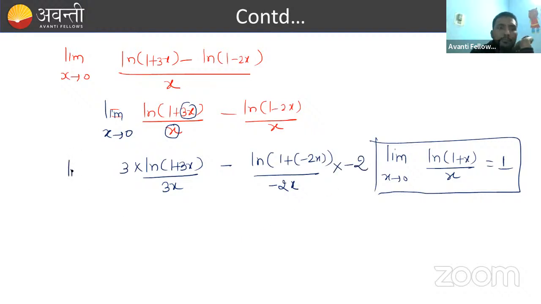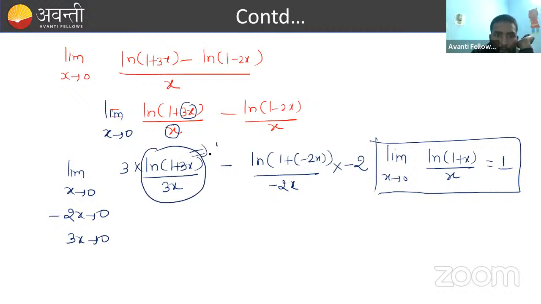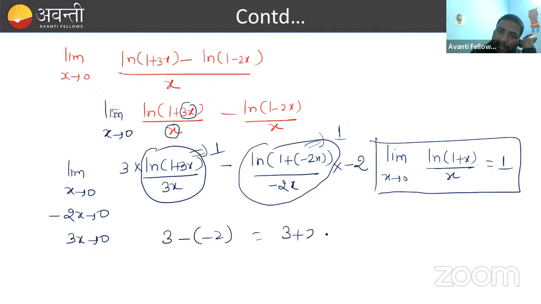Now we can say that if x tends to 0, then minus 2x is also tending to 0 and 3x is also tending to 0. So this whole value will become what? 1, according to the formula. So now it is 3 and this is minus 2. So from here also you are getting 3 plus 2 is equal to 5. So here also the K value is equal to 5.